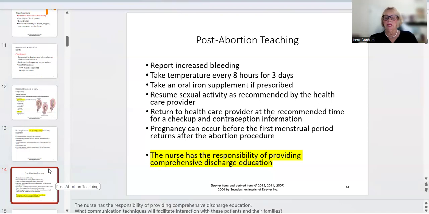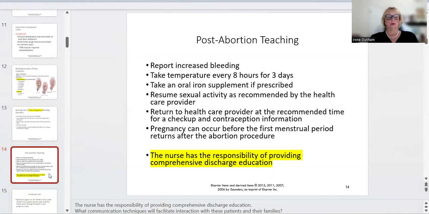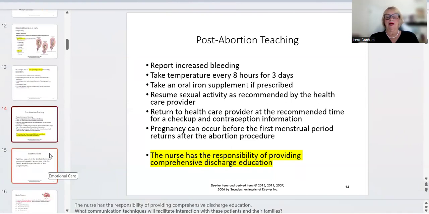We're nurses, and so you have tremendous responsibility of providing comprehensive discharge education. You don't want a patient coming back and saying, well, the nurse didn't tell me. What do we have at the hospital that we actually created so that that doesn't happen? We have those discharge instructions.